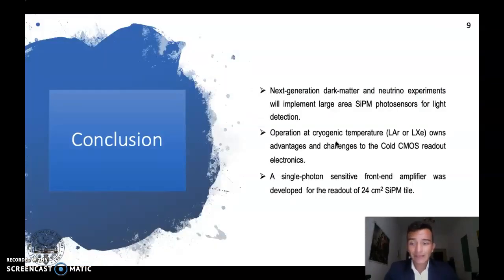Well, in conclusion, the next generation of dark matter and neutrino experiments will implement large area silicon photomultipliers as detectors. So this prototype will be really useful for these future experiments because it provides good efficiency, and it was realized with a cheap CMOS technology.